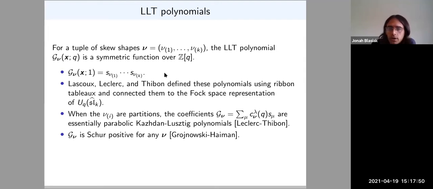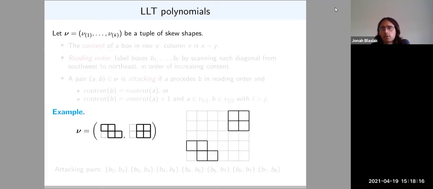Later on, they were shown to be Schur positive when the nu i are straight shapes. The coefficients in the Schur expansion were shown to be essentially Kazhdan-Lusztig polynomials by Leclerc and Thibon, and later Grojnowski and Haiman did the general case also using Kazhdan-Lusztig theory. Okay, so that's just a brief overview. I want to actually get now into the specifics of the definition because they're going to be important for the construction that follows. And this is the attacking inversion description of LLT polynomials, not the original ribbon description.